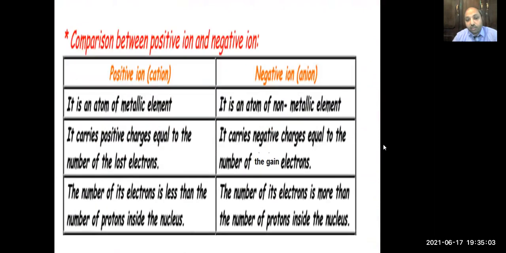Comparison between positive ion and the negative ion. Positive ion or cation, it is an atom of a metallic element. It carries positive charges equal to the number of the lost electrons, and the number of its electrons is less than the number of protons inside the nucleus. Let's see some examples.